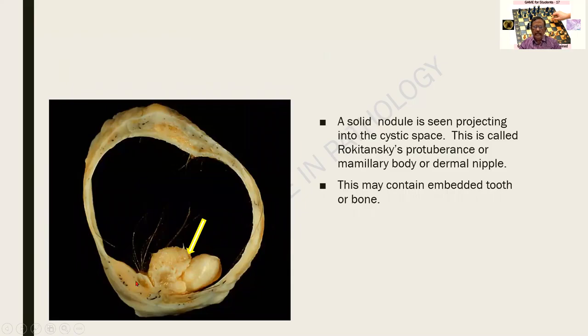This is again a schematic photograph of the same. I am finding a cystic lesion. The cyst measures so many centimeters or millimeters in thickness, and it is showing solid areas by the yellow arrow, and the black one is the cystic space. I am also finding strands of hair which are projecting into the cystic space. This solid nodule is called the Rokitansky's protuberance or the mammillary body or the dermal nipple. The importance is it can contain elements such as an embedded tooth or fragments of bone or cartilage. Therefore, when we gross, we will have to study this particular area to see the representations from all the three germ cell layers.